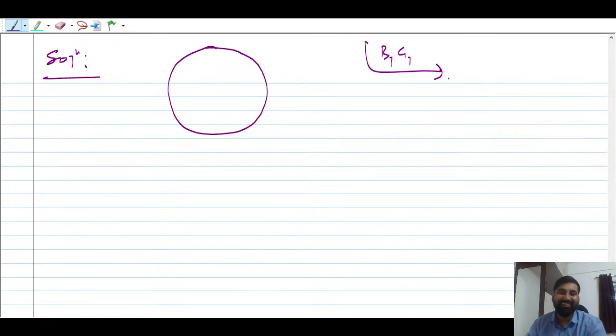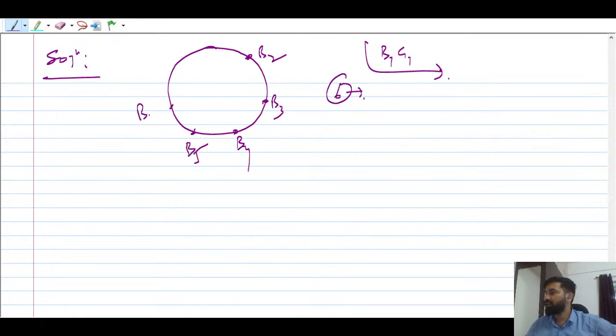Look, there are 6 people now. We have to arrange these 6, so you can say B2, B3, then B4, then B5, then G2 and G3. I think this is clear. In how many ways can you arrange them? 5 factorial ways.